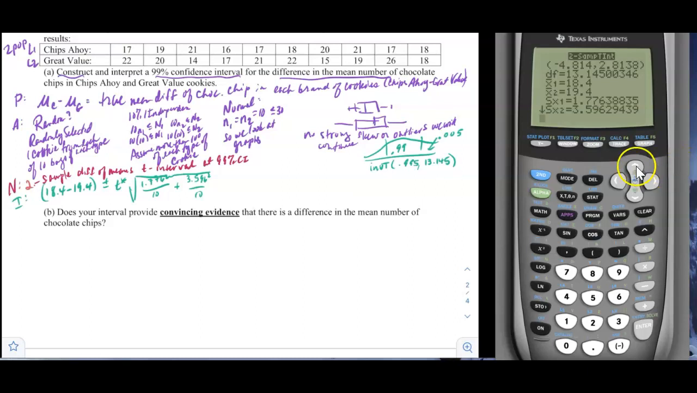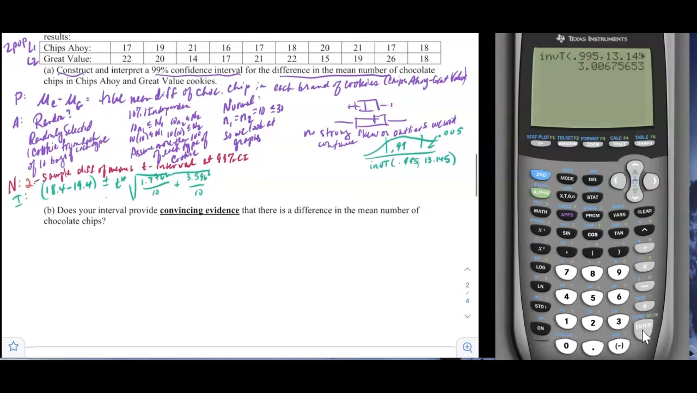Okay, so knowing that, we're gonna go and get our T star score. Is it on here anywhere? I don't believe it is. Right, so we're gonna have to go and calculate that on our own. So second vars, inverse T, we're gonna do 0.995. We're gonna say our degrees of freedom is 13.145. And we're gonna paste that in just to get our T value into the formula. So this is going to be a 3.007. Okay, and then I can turn this into my actual interval.